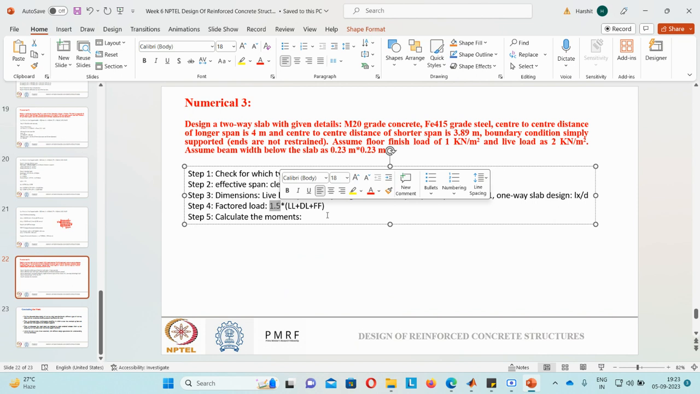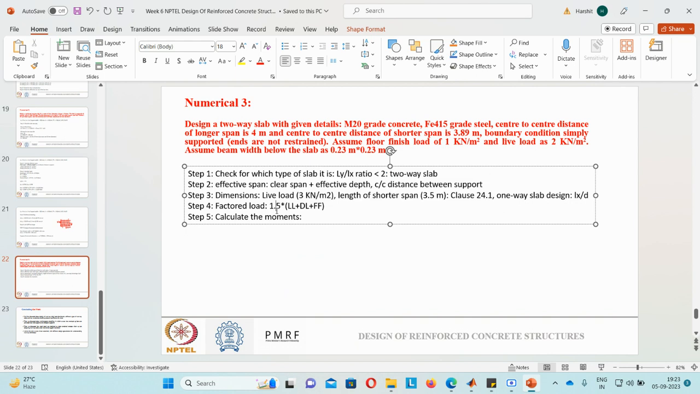If in a question it is given that the design load is this, then we should multiply it with 1.5 to calculate all the things? It should be clearly mentioned in the question that this is factored load. If it is mentioned factored load, then you don't need to multiply by 1.5. If it is not mentioned, then you need to multiply by 1.5.